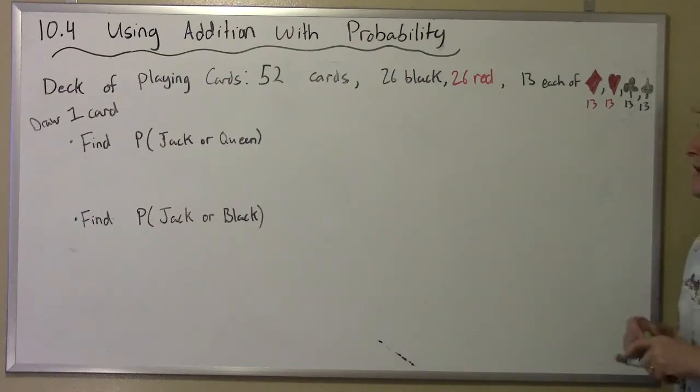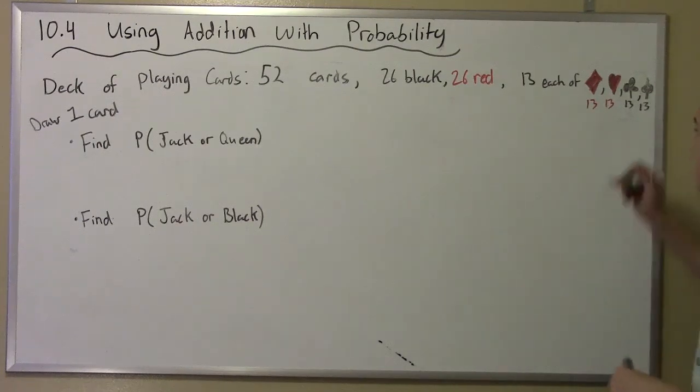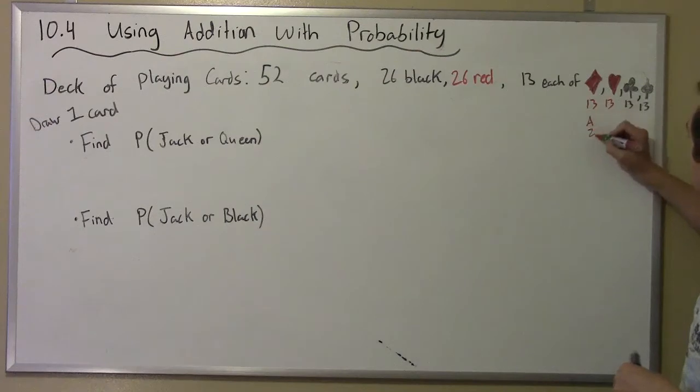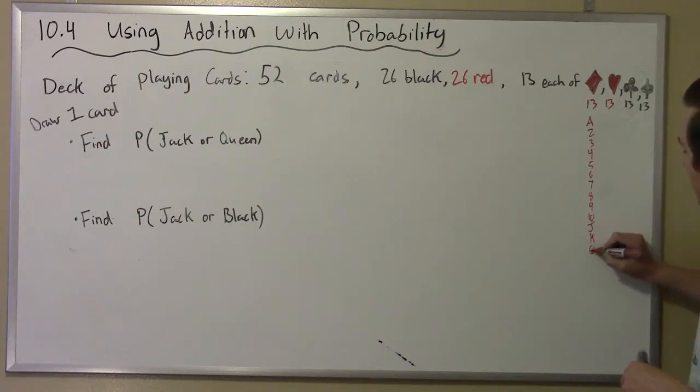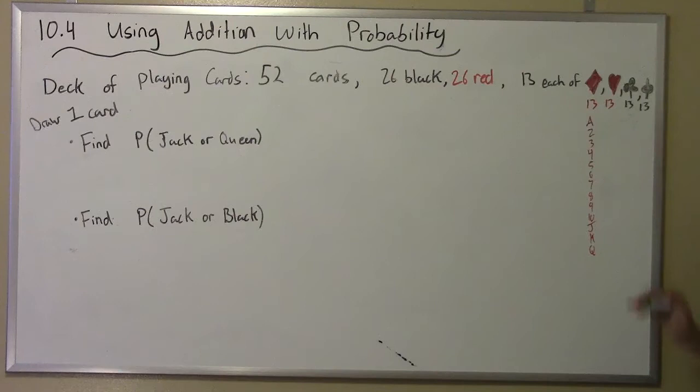And for each suit, you have 13 cards, and the cards are ace, 2, 3, 4, 5, 6, 7, 8, 9, 10, and then you have jack, queen, king. So that's 1, 2, 3, 4, 5, 6, 7, 8, 9, 10, 11, 12, 13. So for each suit you have that, okay?